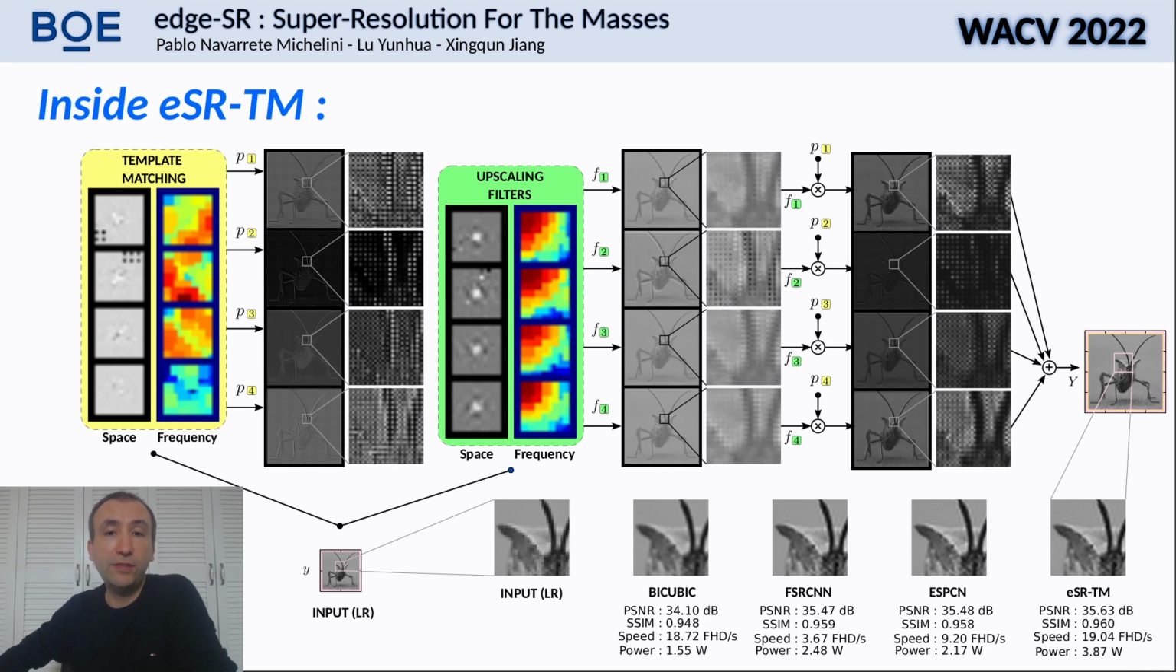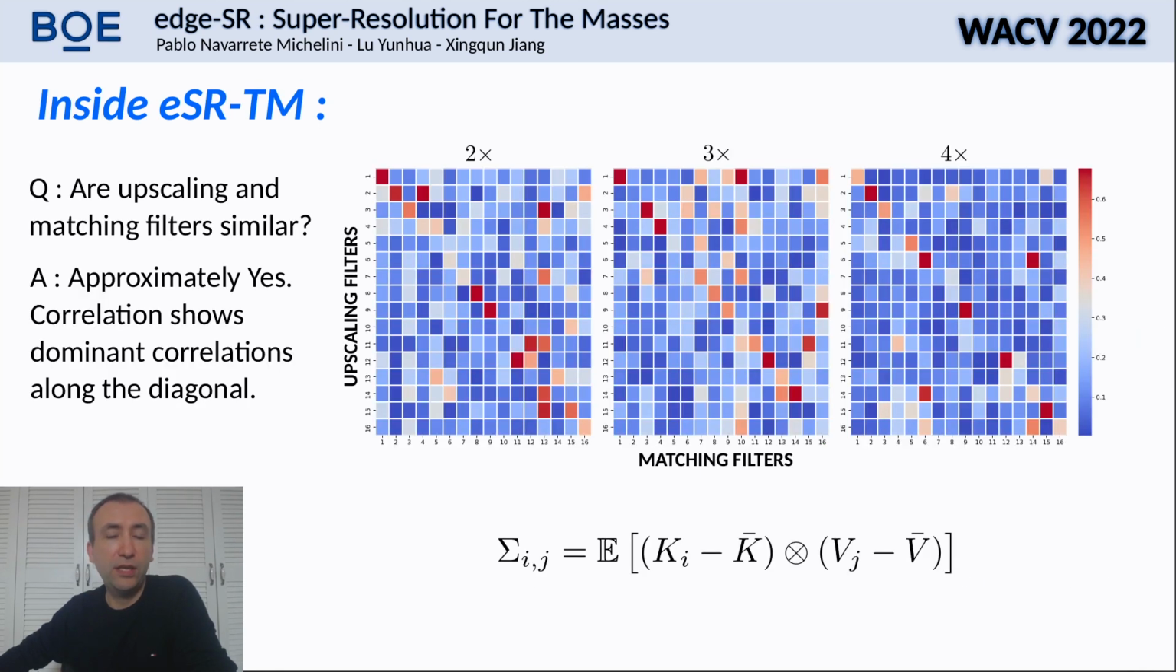Okay, so the filters are not smooth, but are they at least similar between matching and upscaling? It is difficult to say from these images, so we computed Pearson correlations. And here we observe, especially for 2 times factor, dominant correlations along the diagonal. So these systems are leaning towards template matching, and it seems easier for small upscaling factors.